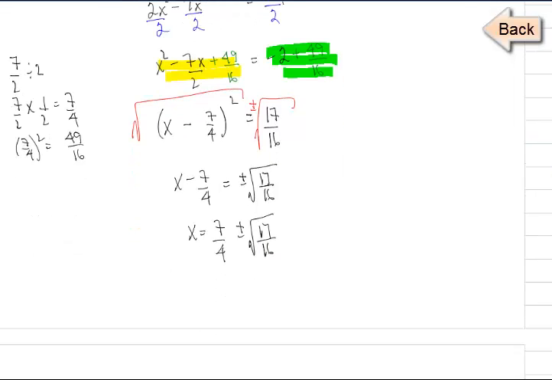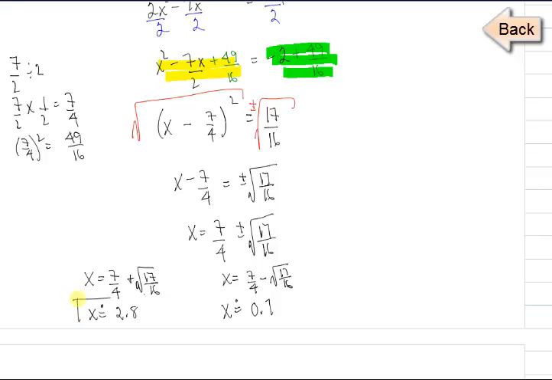So I've got two x-intercepts. One of them is 7 over 4 plus the square root of 17 over 16, and when I work that out to the nearest tenth, I get about 2.8. And my second x-intercept is 7 over 4 minus the square root of 17 over 16. When I work that out on my calculator, I get about 0.7 to the nearest tenth.